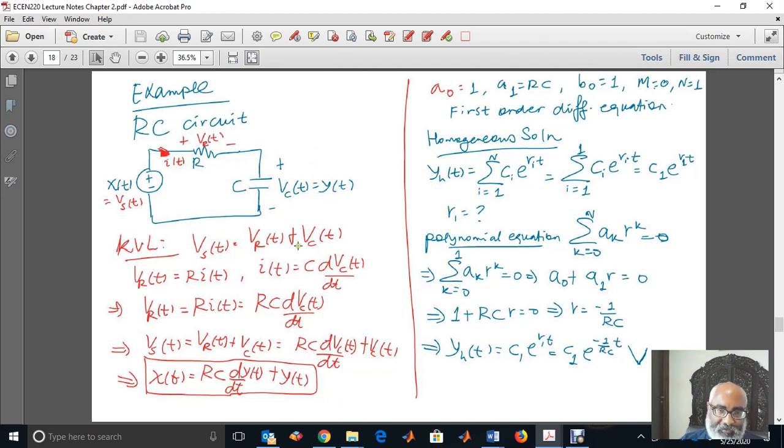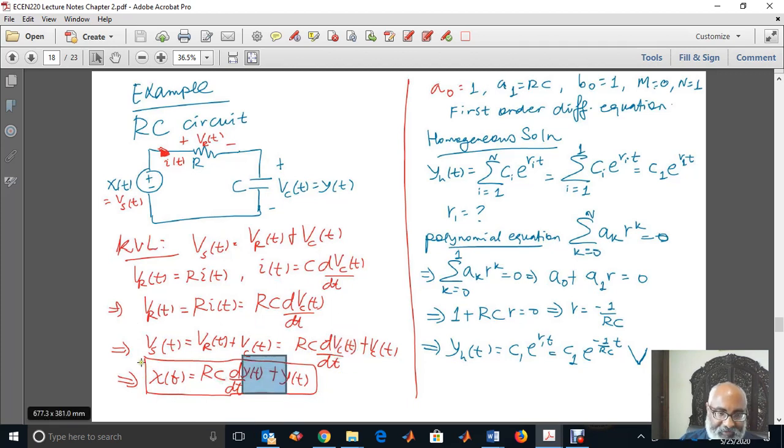Okay, so Vs of t is equal to Vr of t plus Vc of t. Vr of t is R times I of t, and I of t is C dVc by dt, so Vr of t is R times C dVc by dt. So Vs of t is Vr of t plus Vc of t, which is R times C dVc by dt plus Vc of t. Now we have Vs of t and Vc of t. Vs of t is the input, we call it x of t. Vc of t is the output voltage across the capacitor, we call it y of t.